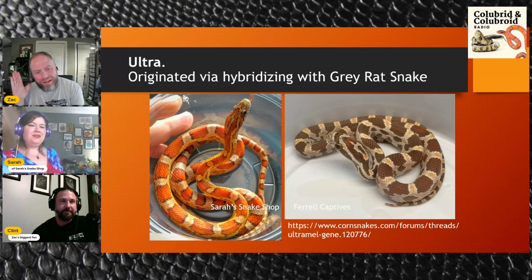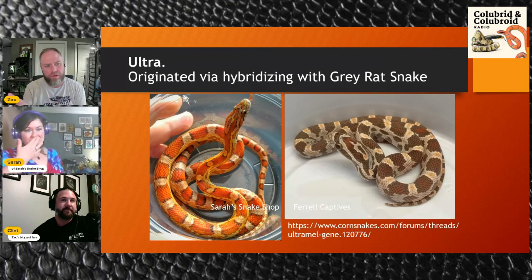But with this, how rare are these? If people are like, oh, Ultra, I want to get one. Are these morphs we're going over today common morphs? These are not super fringe, but common, niche morphs? I think Ultras are relatively common.